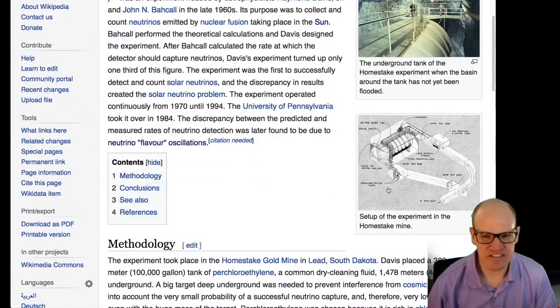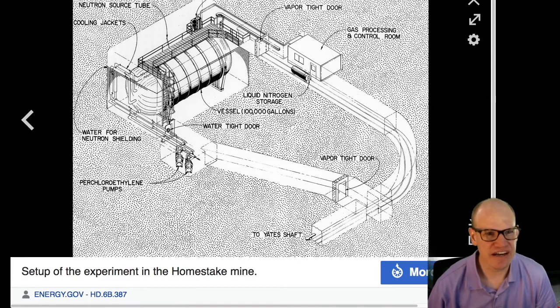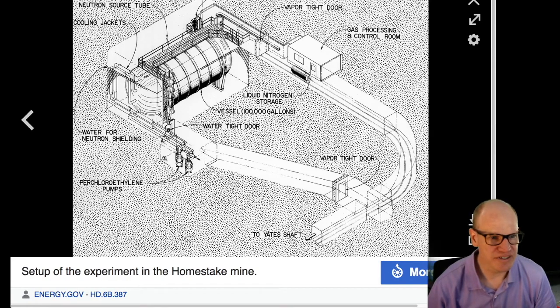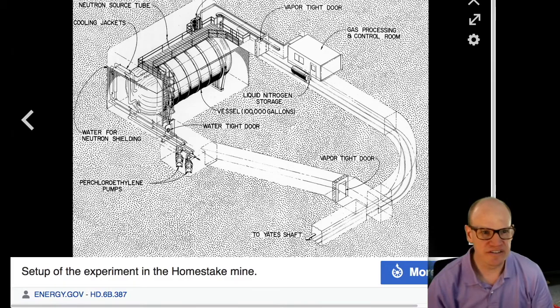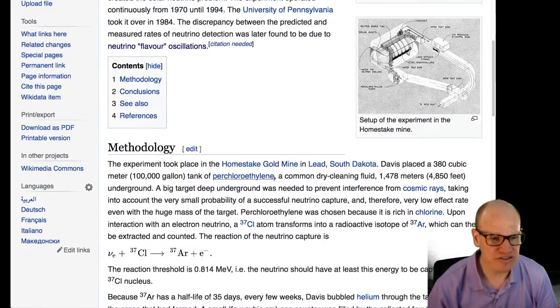Okay, so this is the shape of it in the mine. Here's the vat of stuff that they had in there, and they have these pumps where they pump it out, and then they would test the chemicals, look for the argon as it comes out, and then they pump it back in. So they're circulating the chlorine out of this thing to count the argon that is formed as it absorbs the neutrinos.